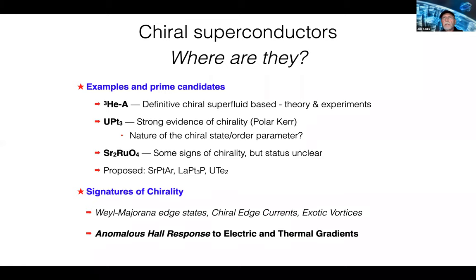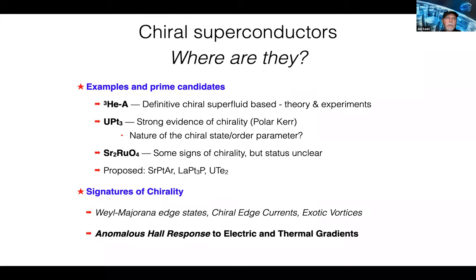Strontium ruthenate is another good candidate. There are signs of chirality, but I think the situation is a little less clear. So we would like to have bulk probes to test for chirality, and that's one of the things I want to talk about today. And of course, there are many other candidates that have been put forward by theorists and experimentalists, and bulk probes of chirality would be very useful.